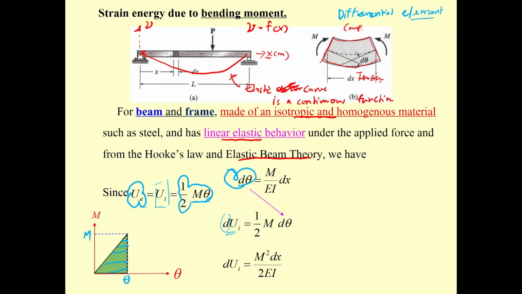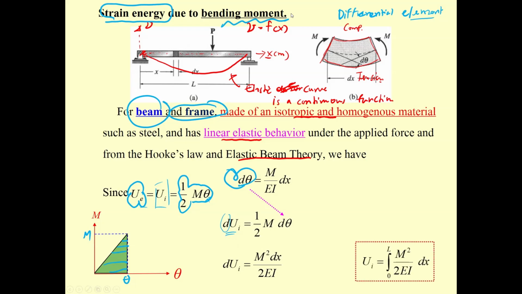Then you have this form. And then the total energy, the total strain energy stored in the beam, stored in the frame member due to the bending, will be this one. Now, this one has integration, because integration represents the continuous function. Since the deflection is a continuous function, beams and frames require integration to compute the energy stored in the beam and the frame.